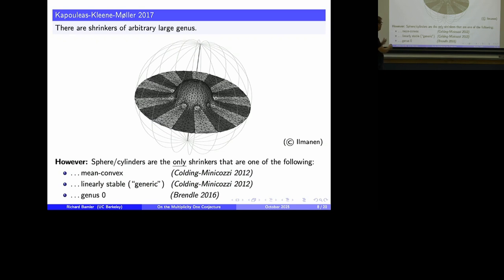And the same if you impose genus 0, this is a result due to Brendle, the only genus 0 shrinkers are cylinders or spheres. Okay? So in other words, anything that is not a cylinder or a sphere will violate all these three conditions. That's why cylinders or spheres are so typical. And I'll get back to this in a few slides. Any questions on this?